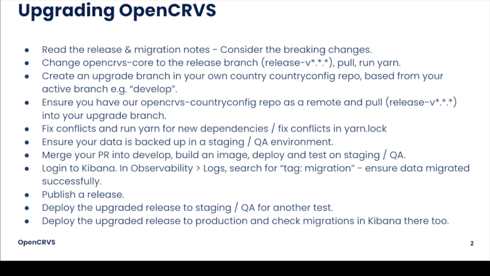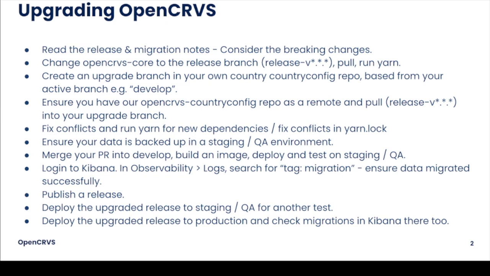Pull the code and run yarn to install yarn dependencies. Create an upgrade branch in your own country config repo based off of whatever active branch you use for development, e.g. develop. Ensure that you have our OpenCRVS country config repo as a remote and pull the release branch from that repo into your upgrade branch, and you'll get a lot of conflicts.